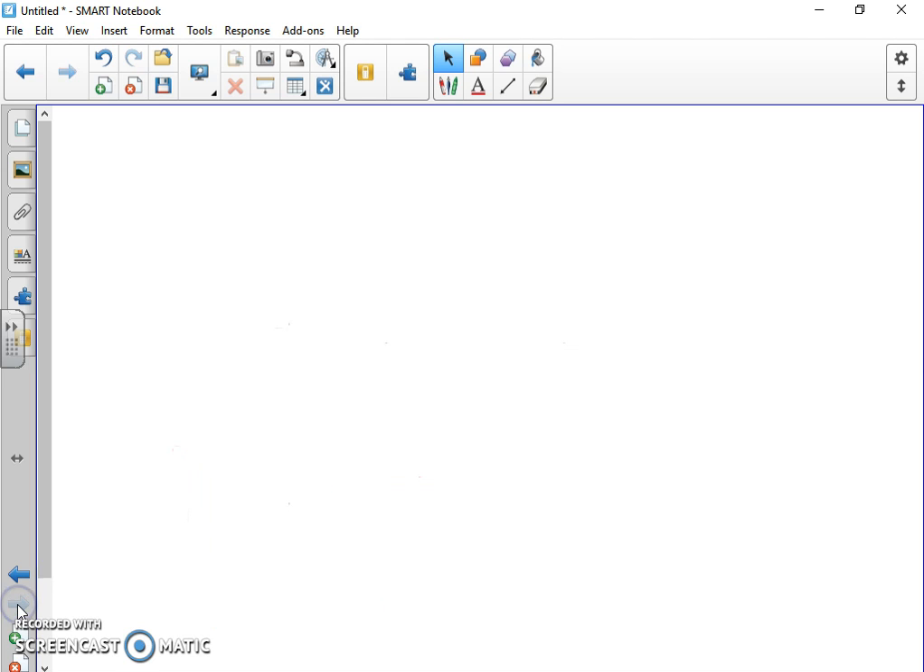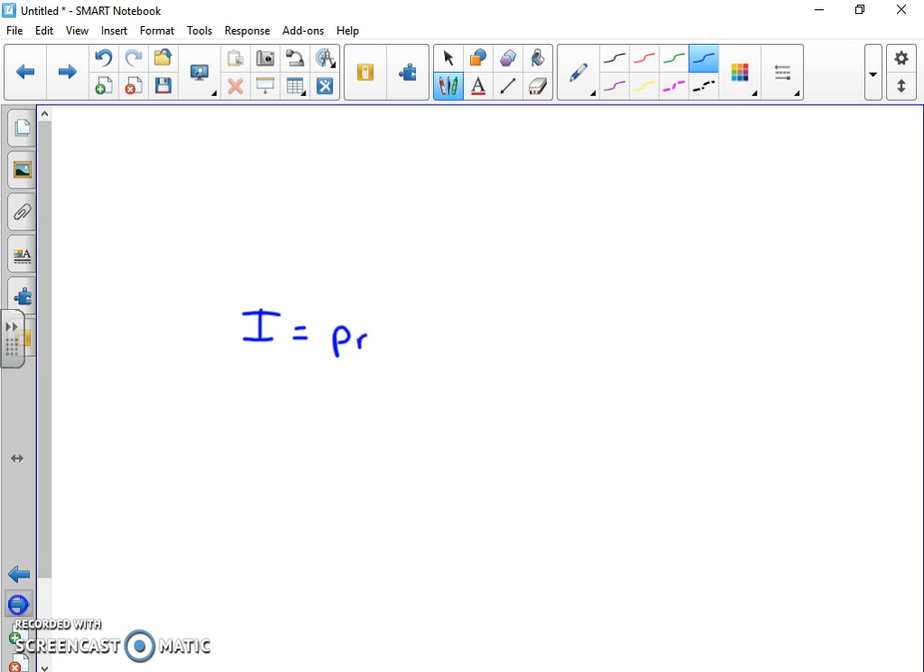Let's try another one. I equals PRT. Let's solve for r. Undo what you don't want. We don't want p and t. Cancel, cancel, cancel, cancel. R equals I over pt.